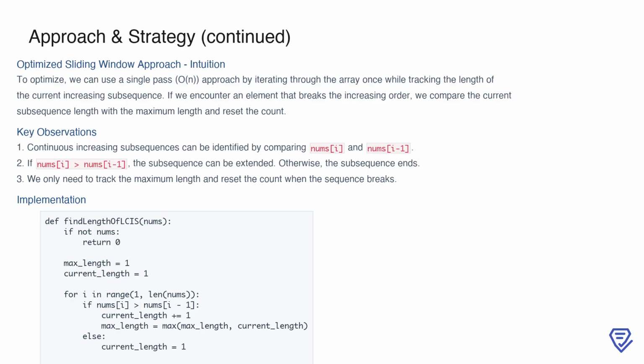This approach avoids the need to check all possible subarrays, making it significantly more efficient. By leveraging this single-pass logic, we reduce the time complexity to O(n), as each element is processed only once. Additionally, we use only a few variables to track the lengths, so the space complexity is O(1), making this approach both time and space efficient.